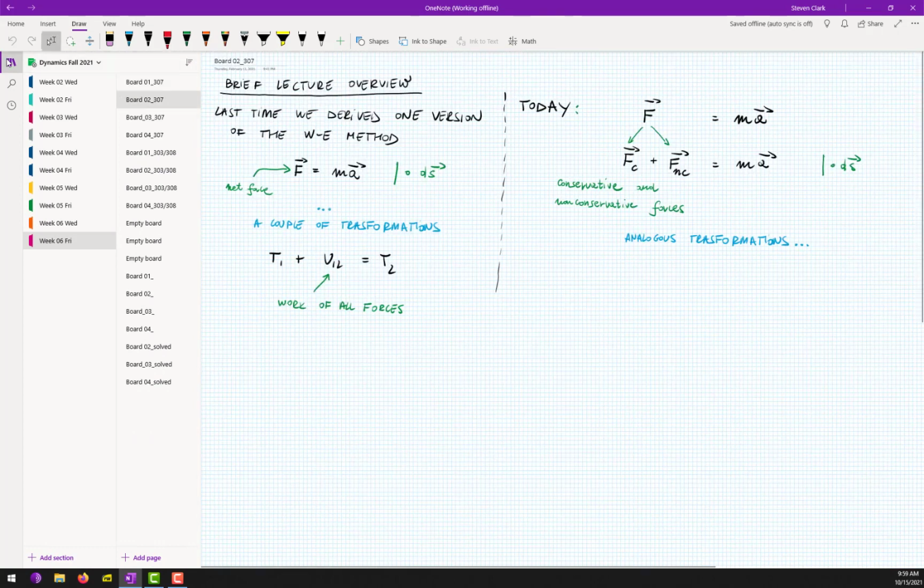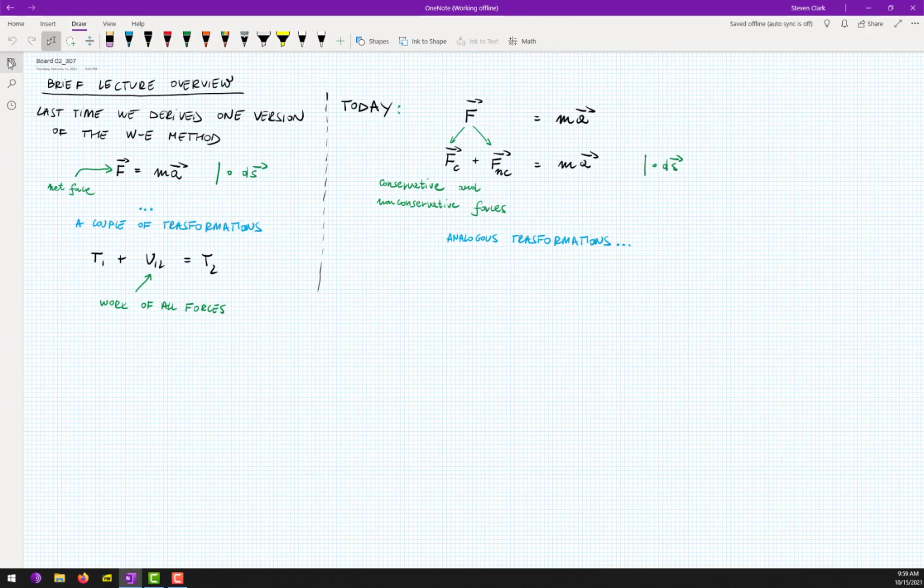So let's start with our brief lecture review. This is what we did last time, right? We derived this expression. We started from this expression, and we ended up with this expression, where this was work of all forces. We didn't assume anything about forces acting on our particle. We just said that there are forces acting on our particle, and that's it.